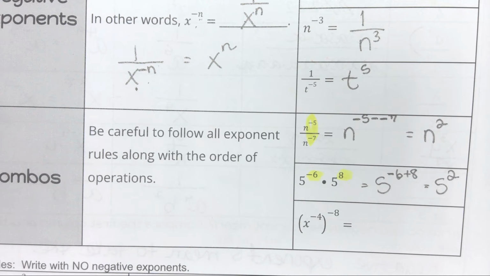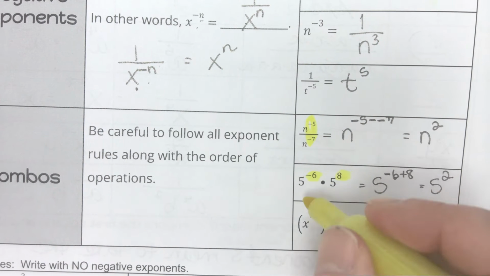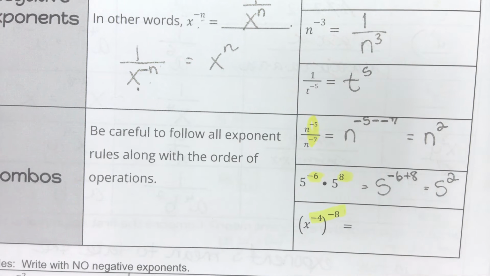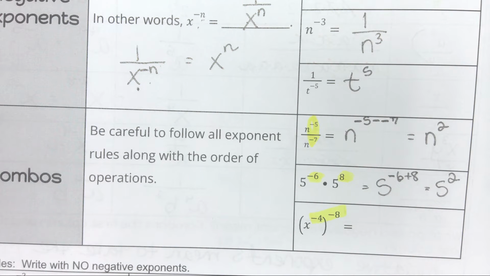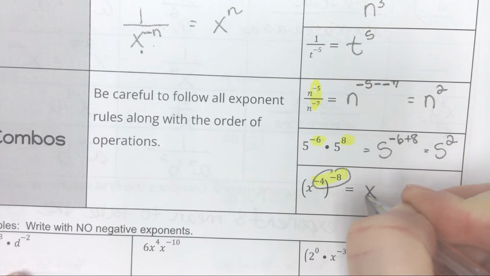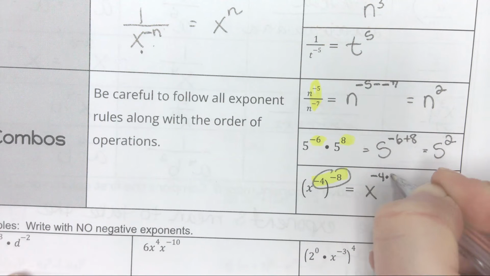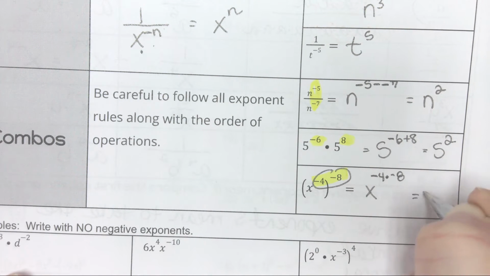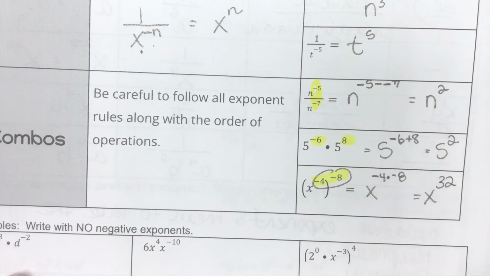Last rule. What about when they're a power to a power? What do I do with those? Multiply them. And we want to be careful because a negative times a negative is a positive. This would be x to the 32nd power.